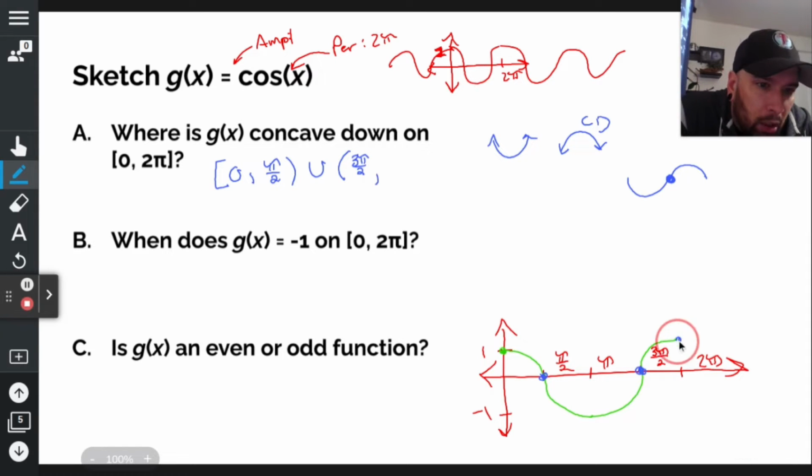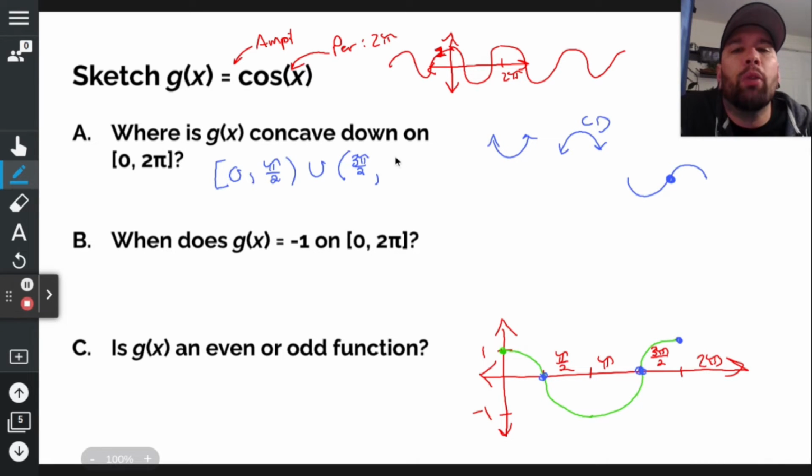And right here, if we're including 2 pi, it's still at this very moment concave down. So at 2 pi, we're including it concave down. So I think most of us feel good about the numbers.